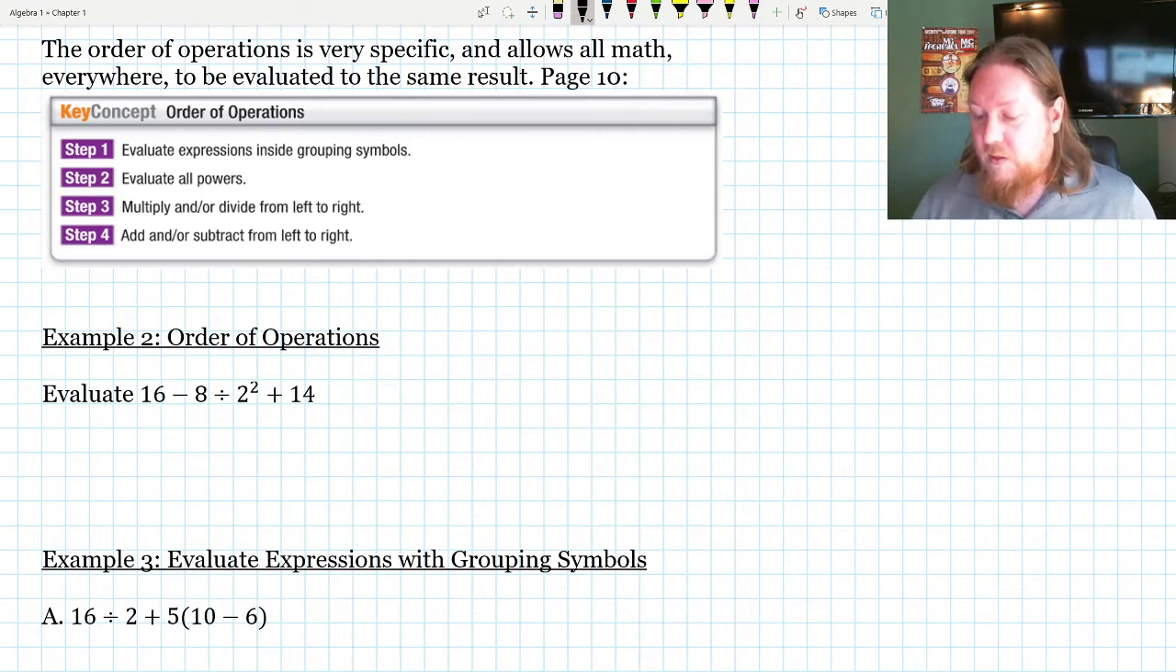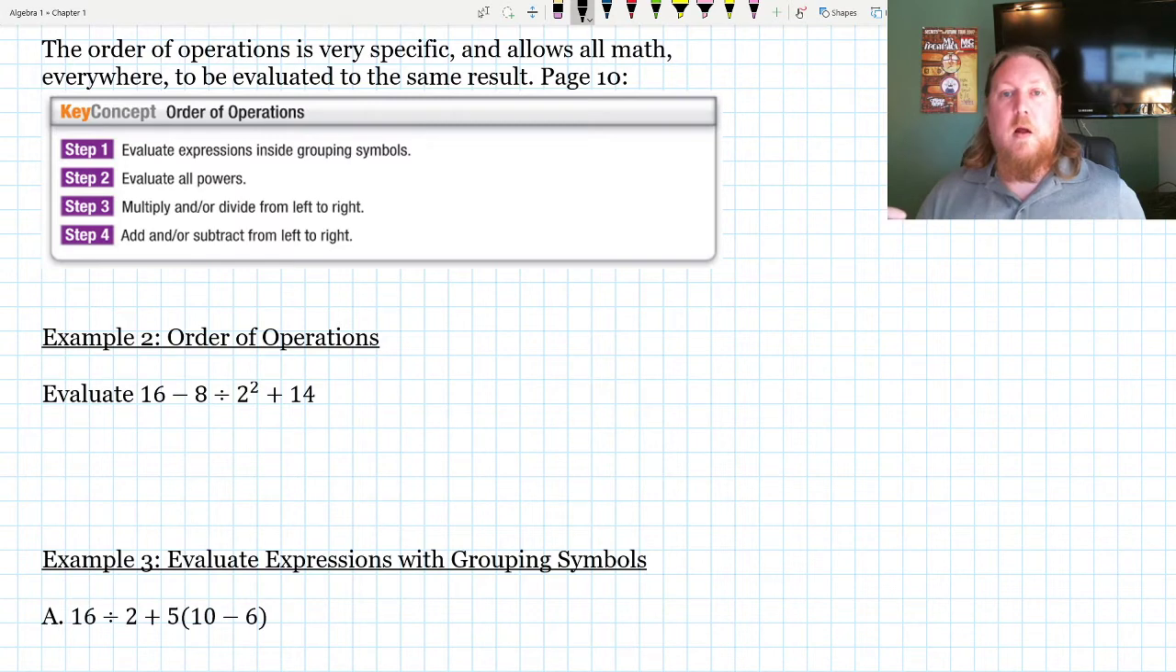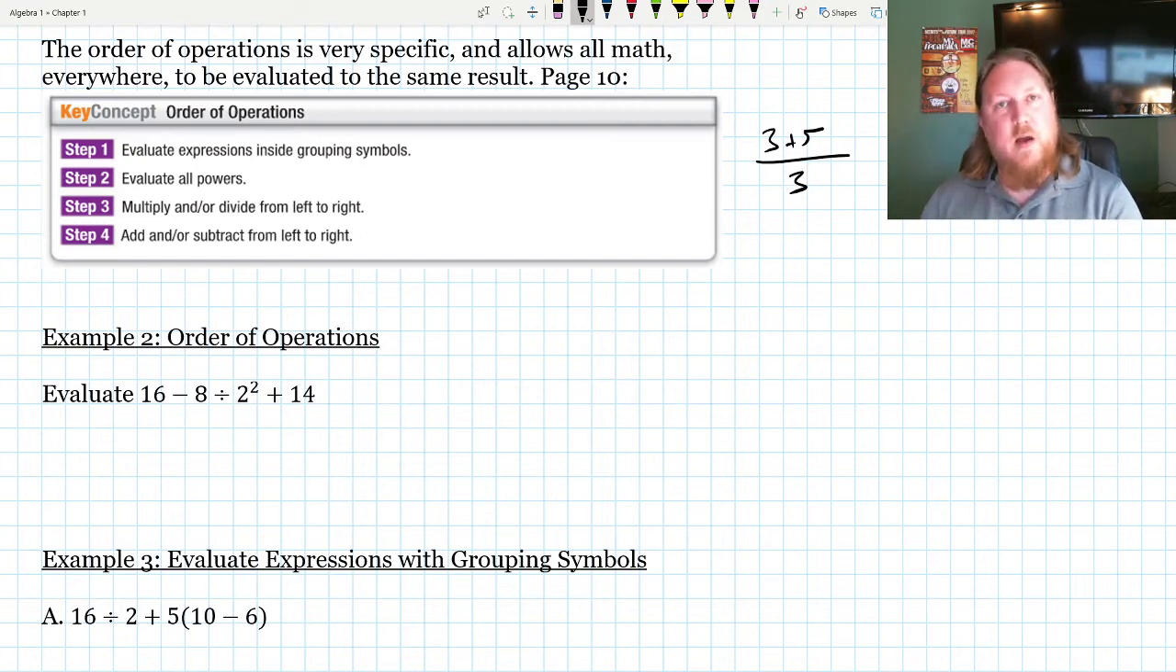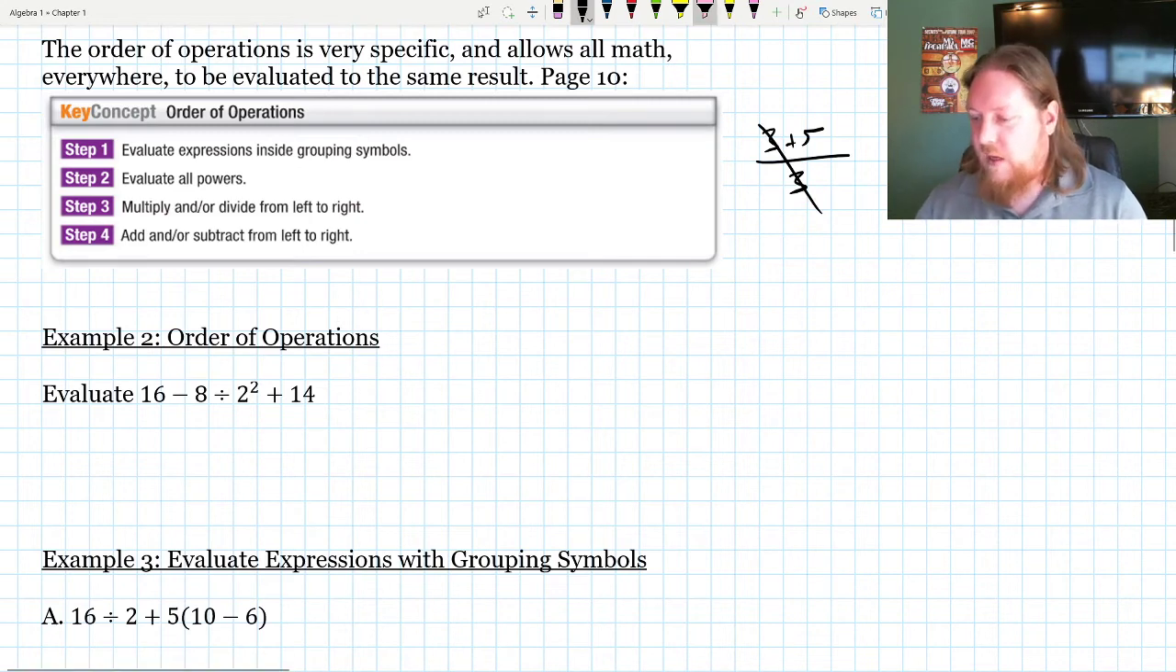All right. This is another key concept on page 10. You can see there's multiple steps. The first step is always to evaluate expressions in grouping symbols like parentheses or brackets or even fraction bars. Like 3 plus 5 over 3, you have to make sure that you add the 3 and 5 together first and not just cancel out the 3's. That does not work. You do not want to do that.